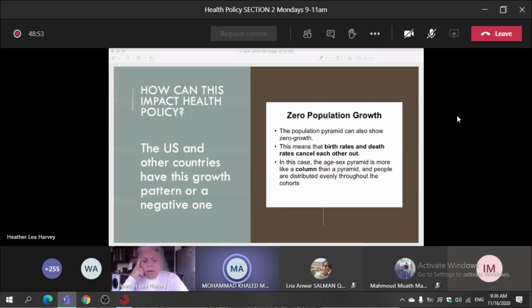I'm very confused as to social media and where we are right now with the population pyramid. Okay? Sorry, I'm not making the connection.